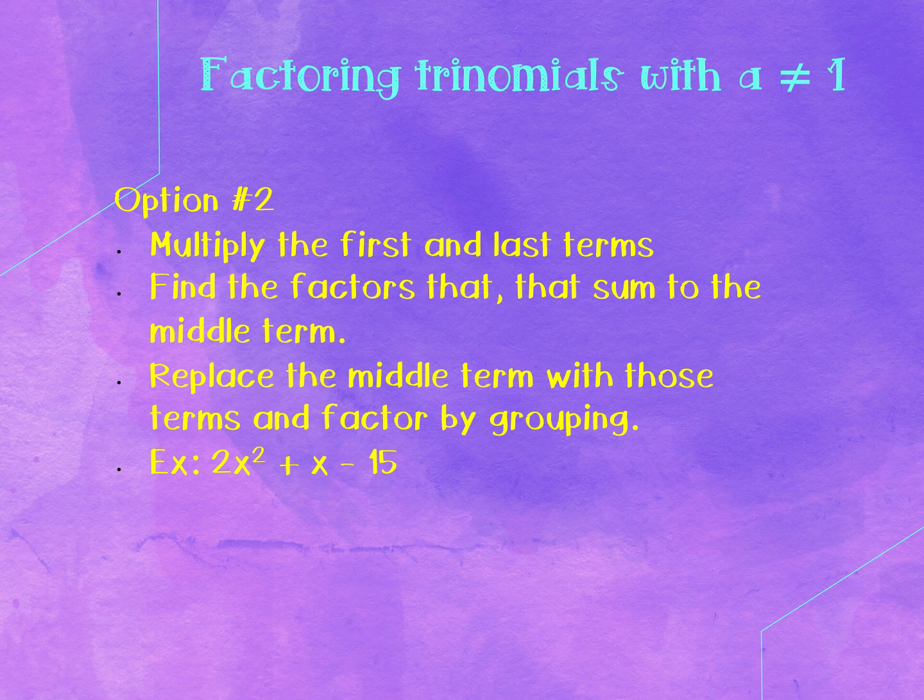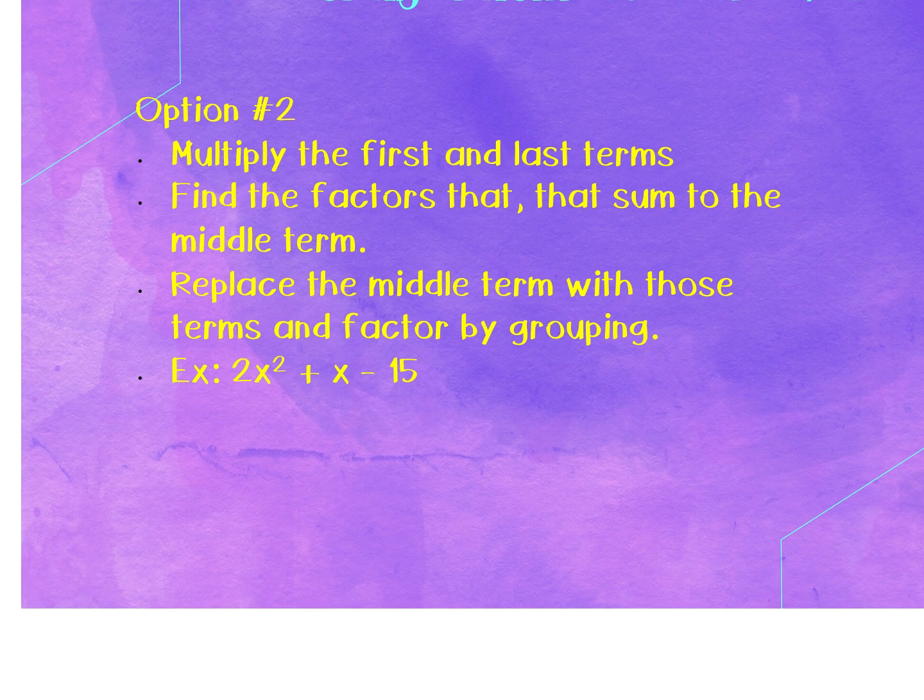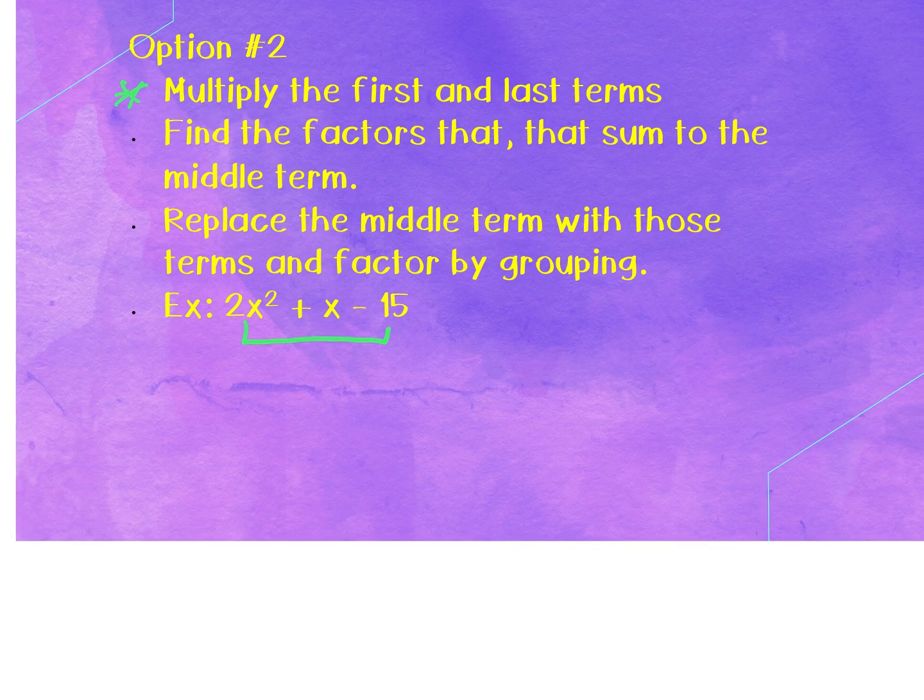Too many times I've seen students who try to use the tricks and then they mess up the problem. Factor by grouping never fails. So what you're going to do for factor by grouping, here are the instructions. We are going to multiply the first and the last term. So I'm going to multiply 2x squared times negative 15. Once I multiply those, I get negative 30x squared.